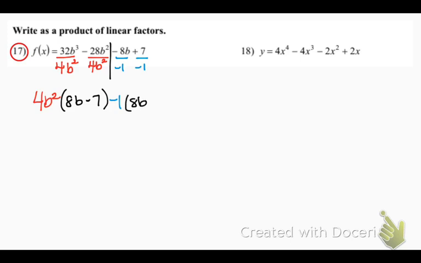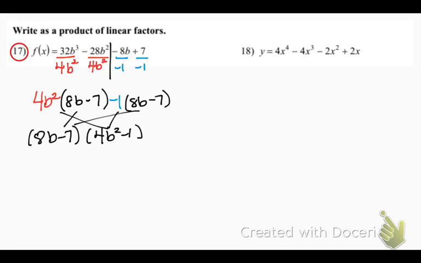And then positive 7 divided by negative 1 is going to be a negative 7. So I'm left with 8b minus 7 times 4b squared minus 1. Now, am I done solving this problem? You should have said, no, I'm not done solving this problem because I'm left with 4b squared minus 1.